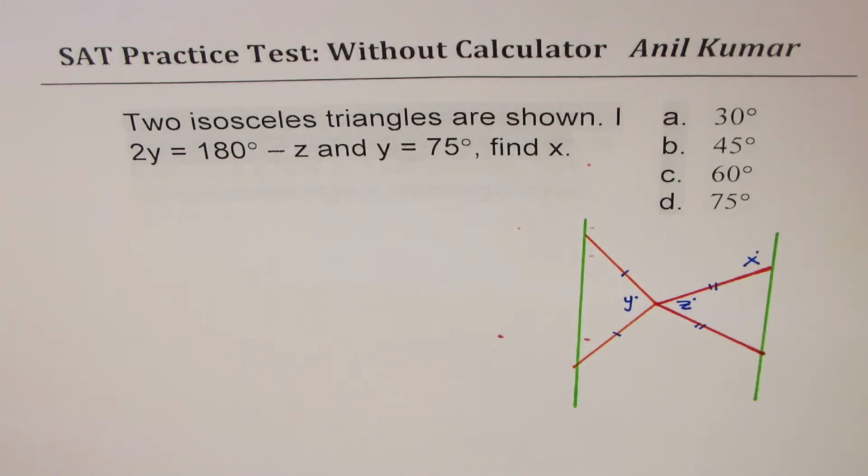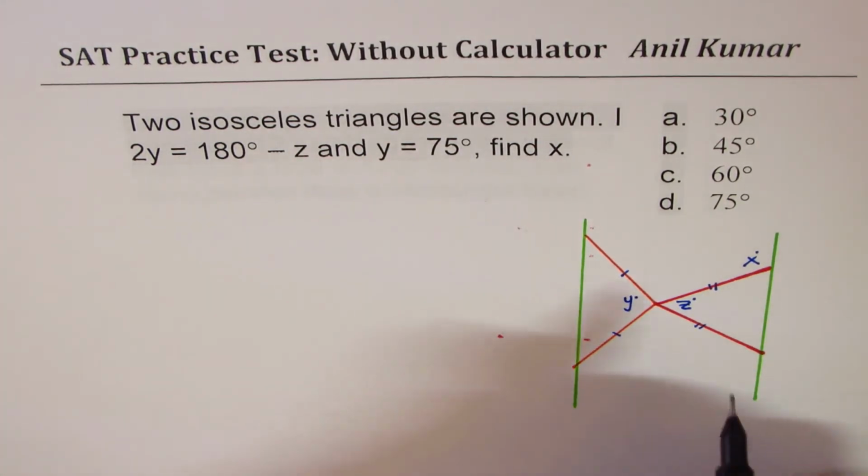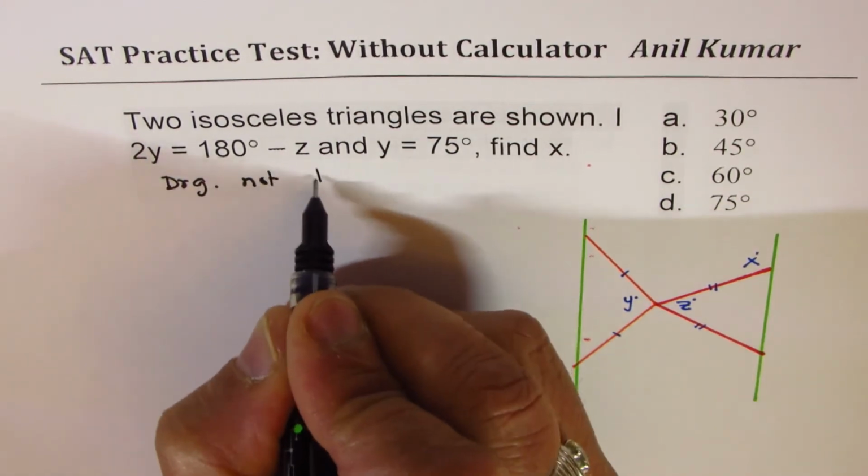Now here is another question. We are given two isosceles triangles as shown, right? Well, it is not to scale. Drawing not to scale.